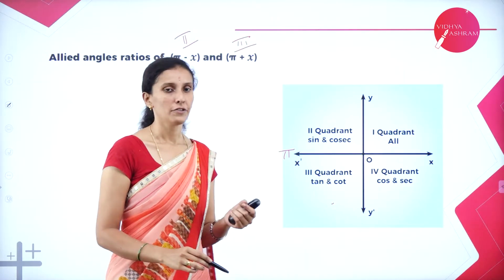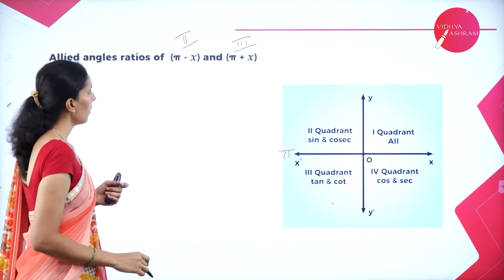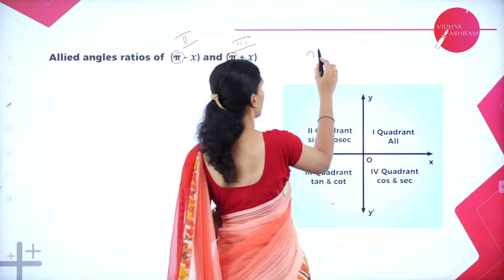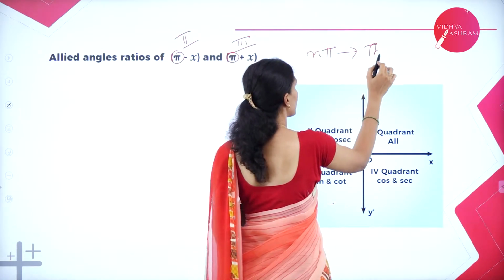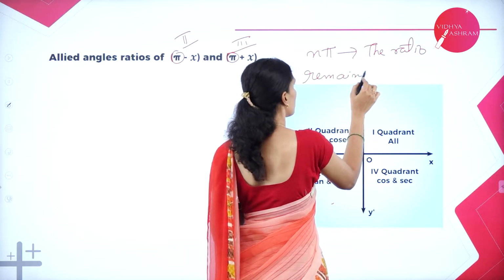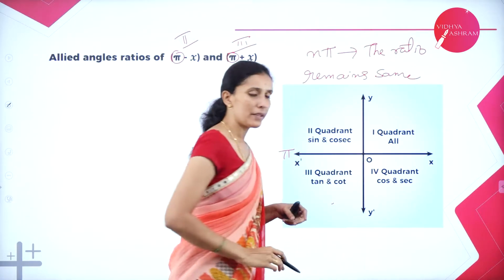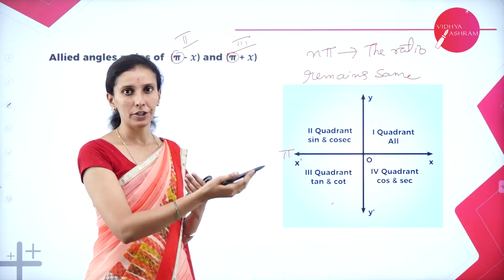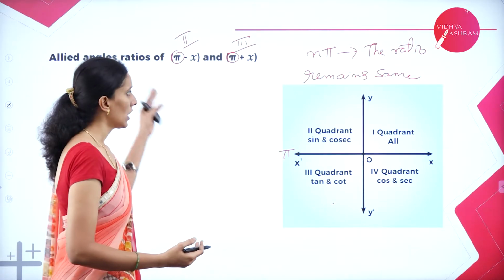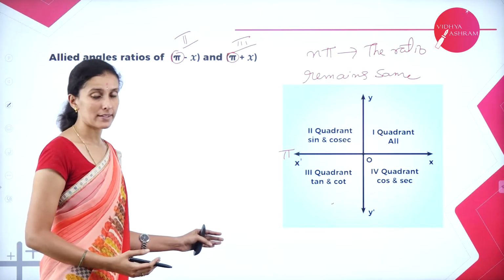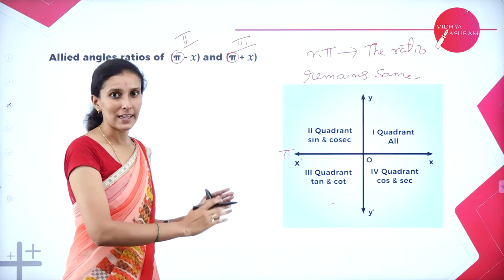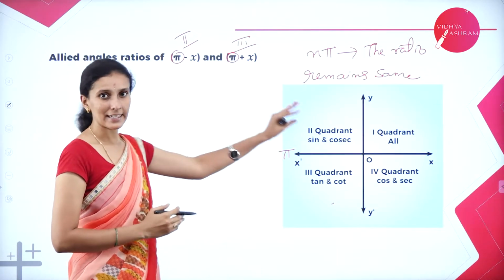So what happens for the value here? Now, whenever you have pi or multiples of pi, the ratio remains the same. That means in the previous case, sine was converted into cos, cos into sine, tan to cot, cot to tan. But here, the function will not change, so therefore they remain the same. This we can verify through examples also. We don't have a proof for the syllabus, just learn it as an identity.